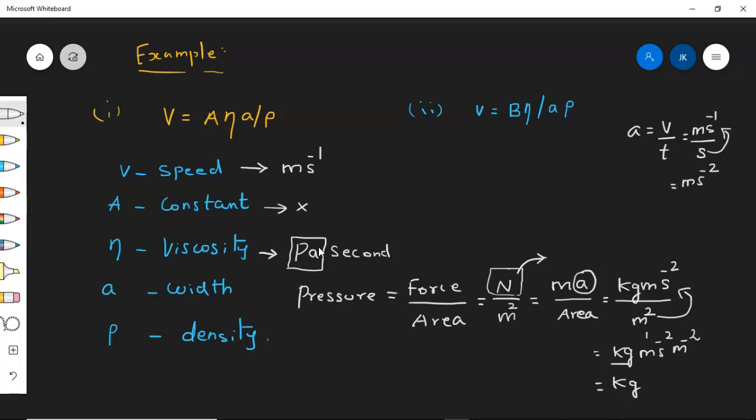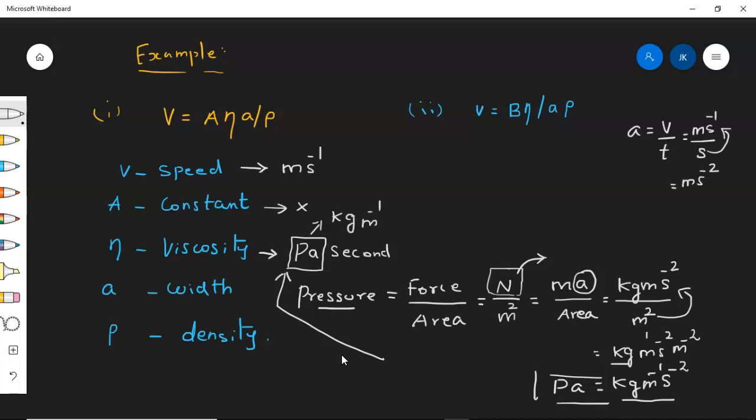If you simplify this, you get meter to the power minus 1. And what is the remaining? Second to the power minus 2. Now the pressure unit is Pascal. So the Pascal is equal to kilogram meter to the power minus 1 second to the power minus 2. I substitute this value here in the place of Pascal. So kilogram meter to the power minus 1 second to the power minus 2, and here the seconds.